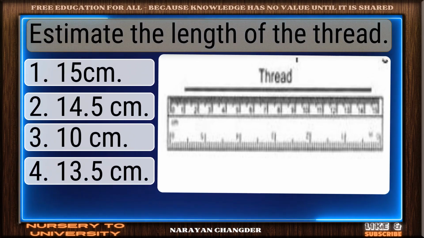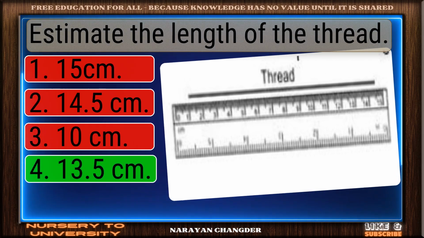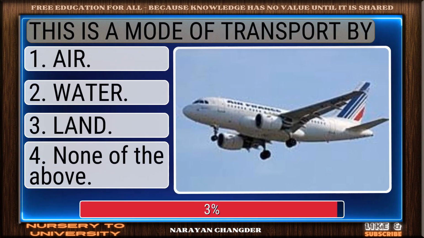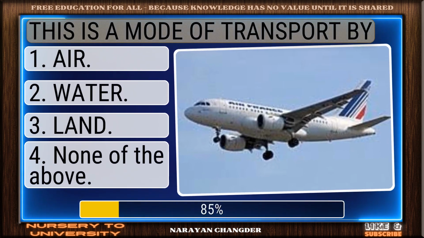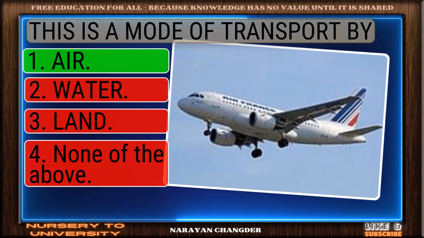Estimate the length of the thread. Excellent choice. 13.5 cm is the right answer. This is a mode of transport by? Nicely done. Air is a solid answer.